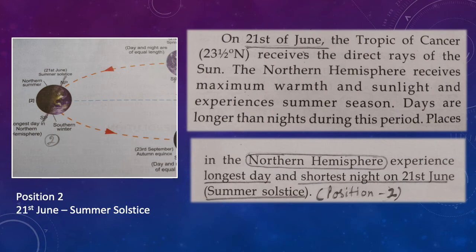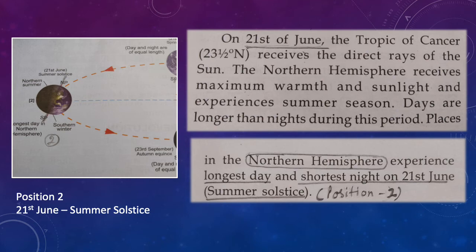Now you will understand this better because I have put the positions separately. This one is position 2. Let us see what happens in position 2. And this is on 21st of June, the Tropic of Cancer, that is 23.5 degree north, receives the direct rays of the sun.